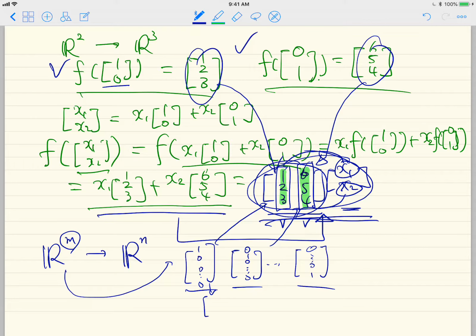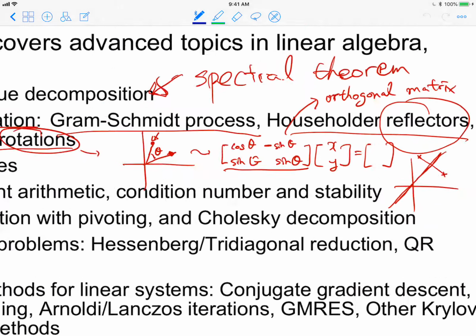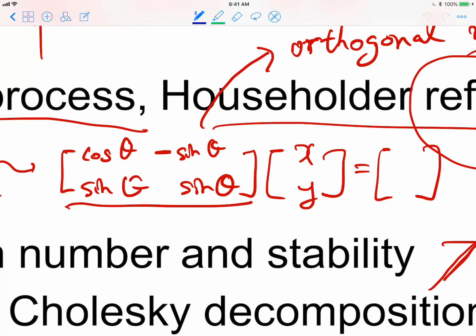Any questions so far? Okay, then, back to this rotation thing.